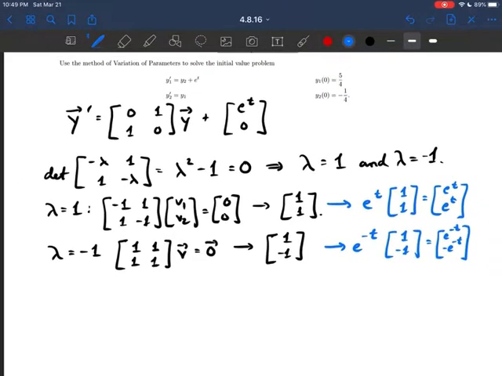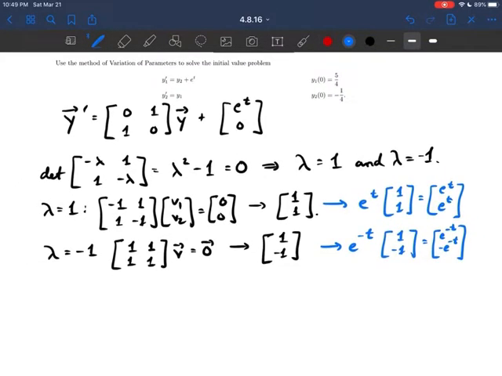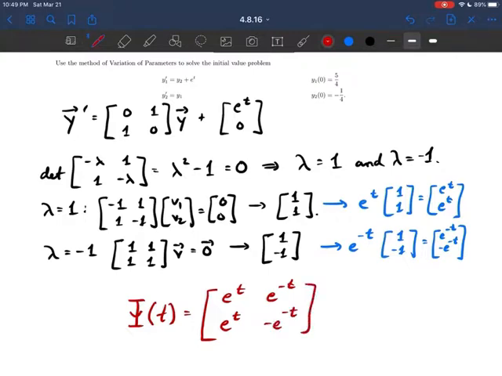And now taking those, our next step is to form our fundamental matrix. The fundamental matrix will be a matrix composed of these two things as the columns. So we would do something like e to the t, e to the t, e to the minus t, minus e to the minus t.